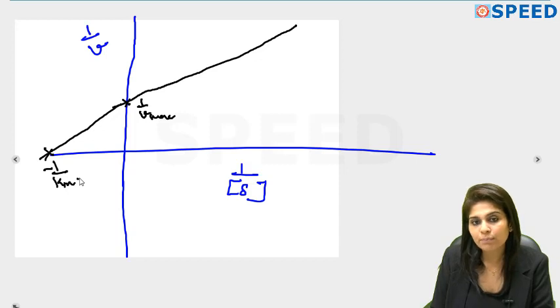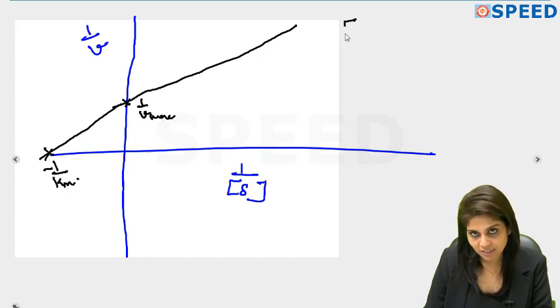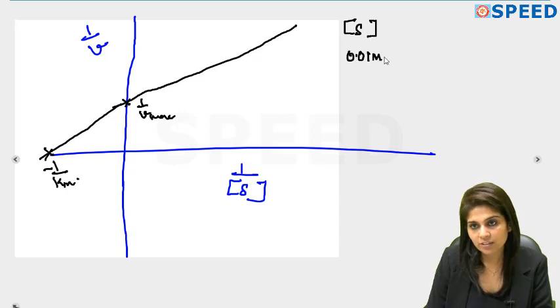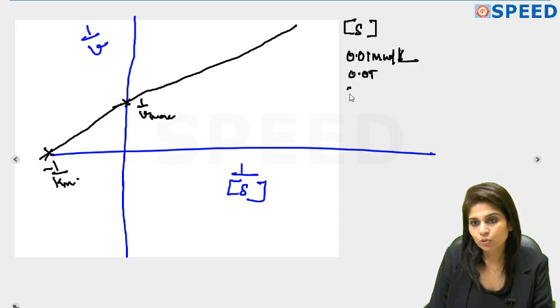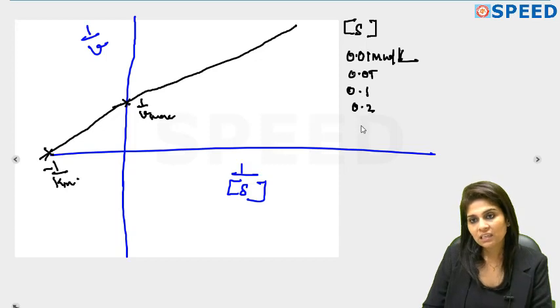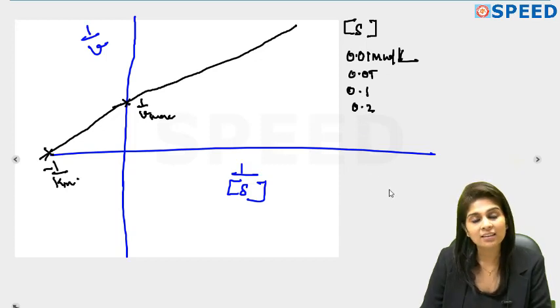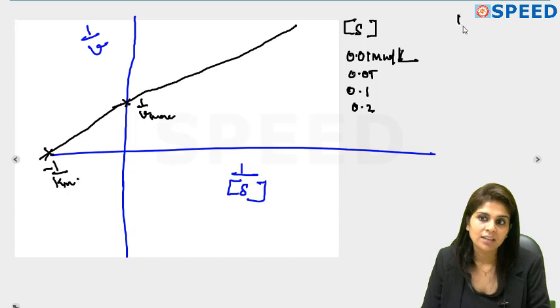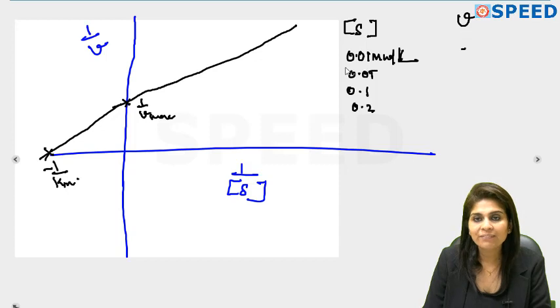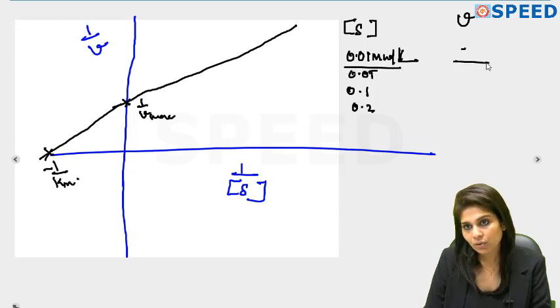This plot can be used to find out Vmax. So how will you find out Vmax? At various substrate concentrations, you start with 0.01 millimole per liter substrate concentration. You increase it to 0.05, 0.1, 0.2, 0.5 till 1. So at various substrate concentrations, you analyze the rate of product formation. The rate of product formation would be V. So for various substrate concentrations, you have V values. Take the reciprocal. For various 1 by S, you have 1 by V.